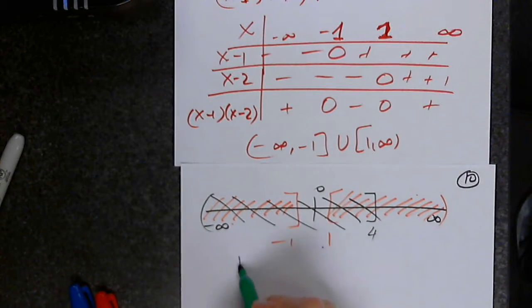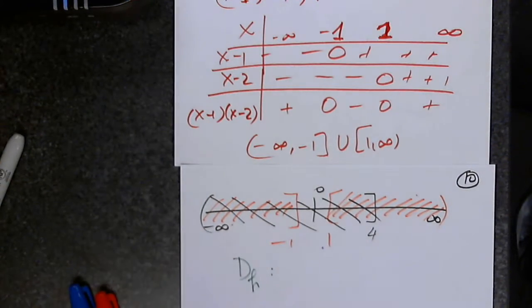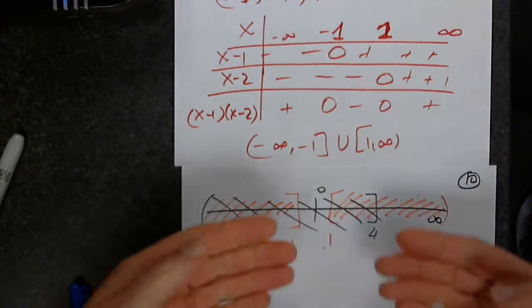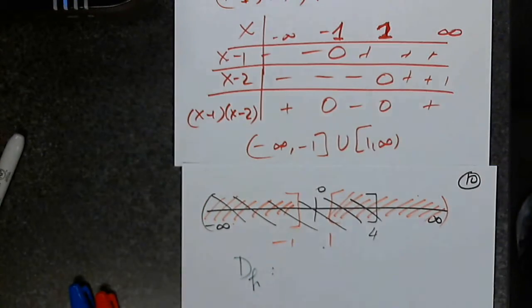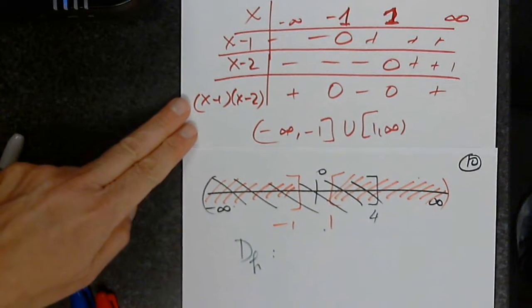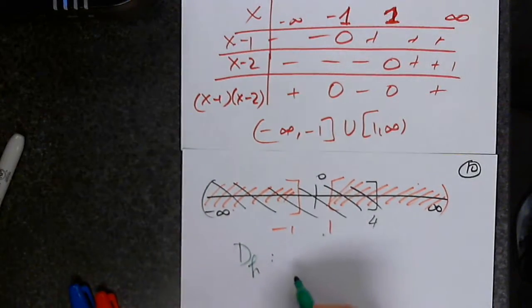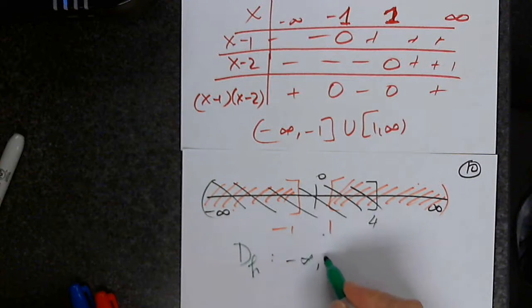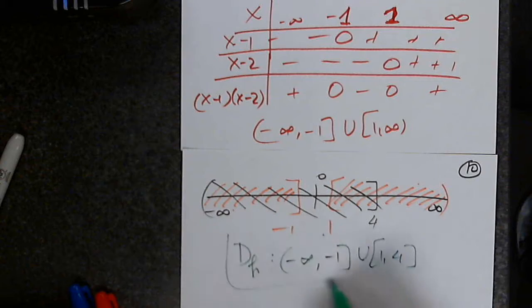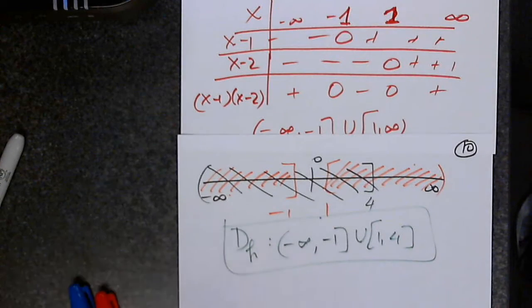So what will be the domain of function h? The domain of the first function is this. The domain of the second function is this. And now I'm interested in the common domain. So the common domain will be negative infinity to negative 1, and then union 1 to 4. That's it. Very good.